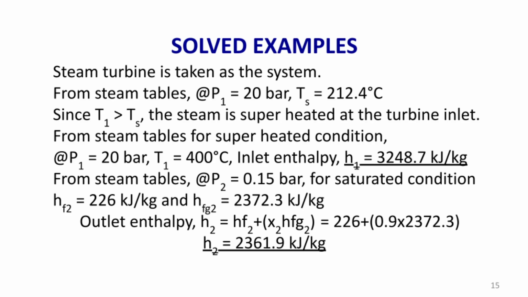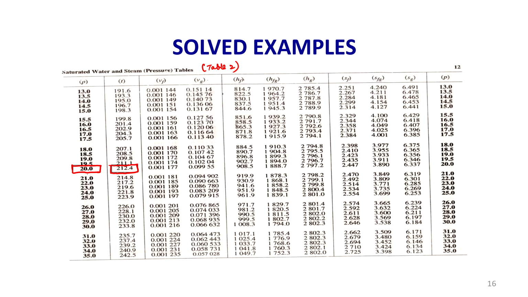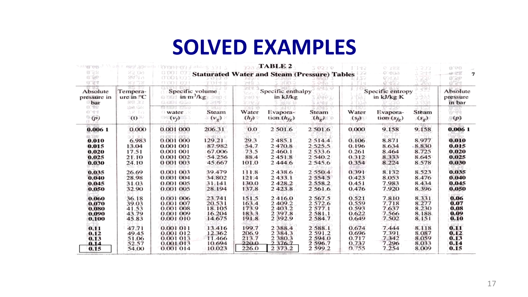Now, let us go to the steam table. Corresponding to P2, this is steam table 2, absolute pressure P2 equal to 0.15 bar. I am reading the liquid enthalpy HF and the enthalpy of vaporization HFG, these two values corresponding to 0.15 bar. Read out HF and HFG: 226 and 2373.2.